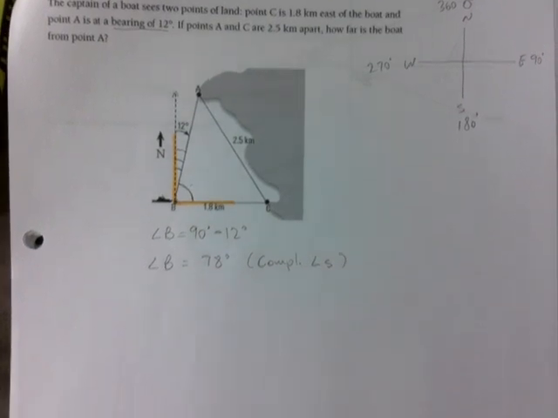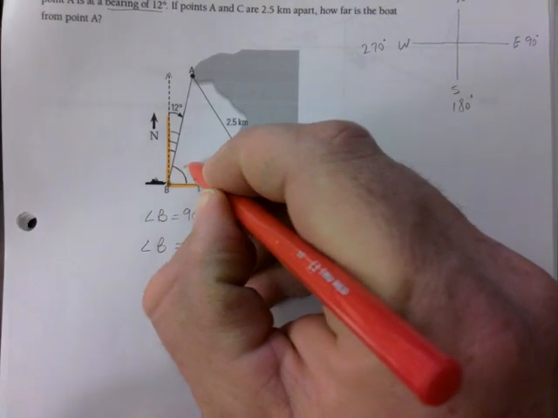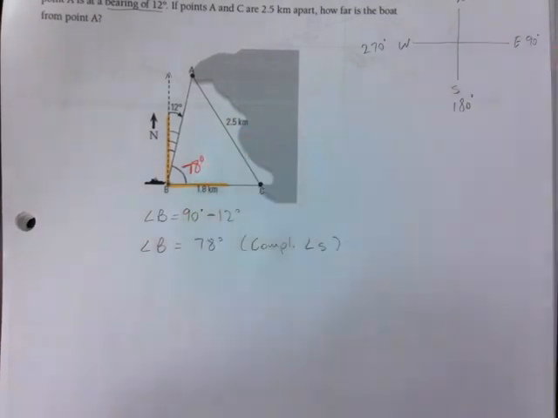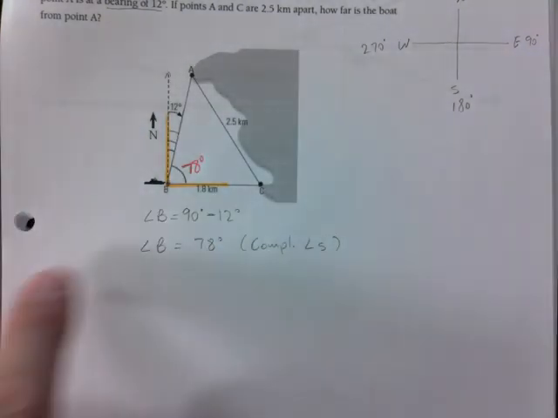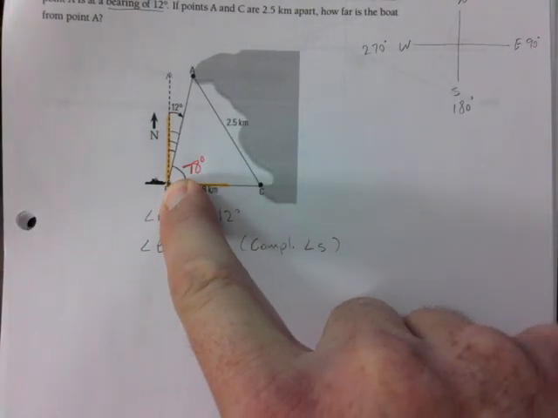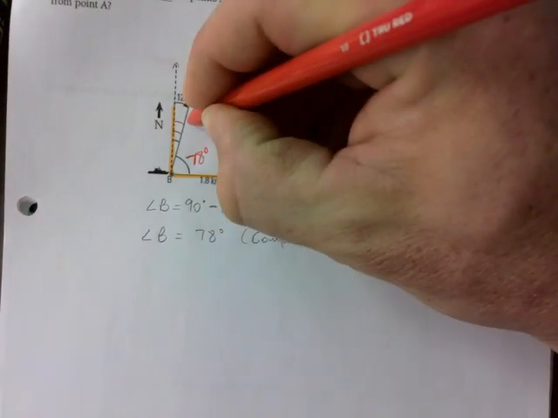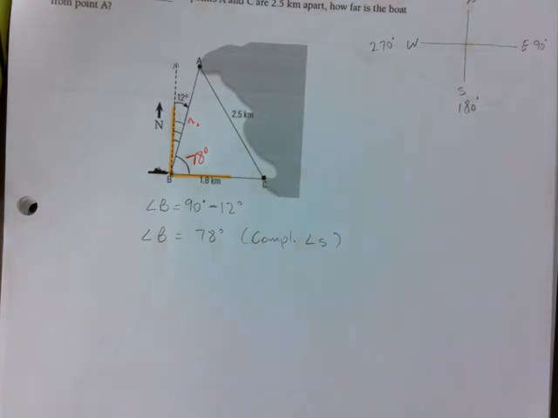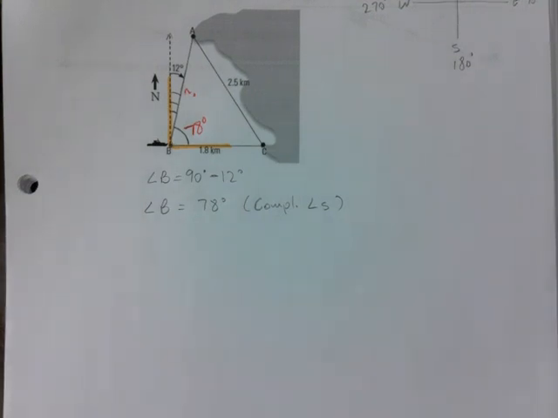So now I'm going to use a red pen, and I'm going to write in the 78 degrees. What do I use to start this, guys? What law will I use to solve? What is it even asking for? How far is the boat from point A? So they're asking for this side right here. This is my question mark right here. How would I do that? What law am I going to use?